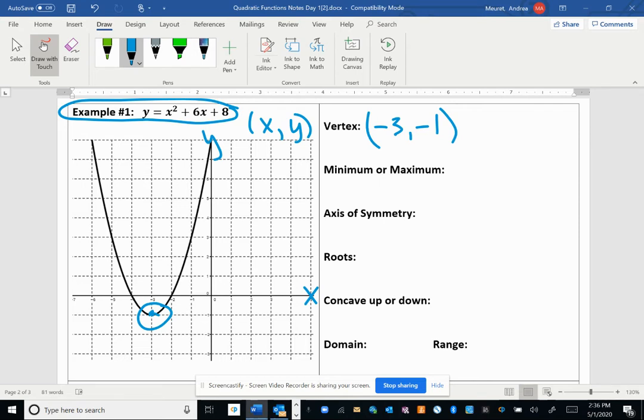Now, the vertex is at the bottom of the graph, and so it is called the minimum. It is at the bottom of the graph. It's down here, and so it's the minimum.